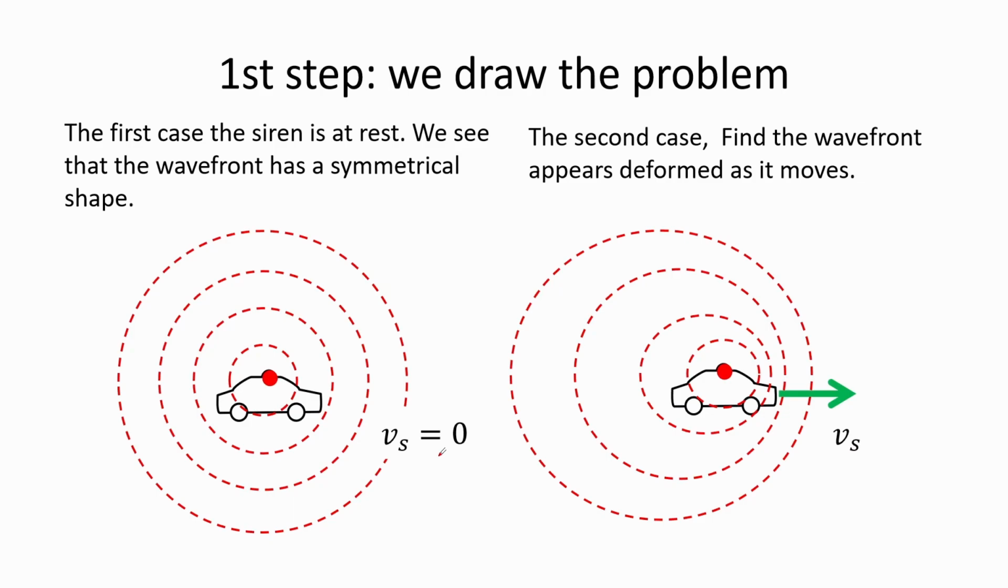First we draw the problem. In the first case, the siren is at rest. We see that the wave front has a symmetrical shape and we expect that the wavelength is the same on all sides. In the second case, the wave front appears deformed as the siren moves at a speed. We expect that the wavelength is different at the front and at the back.